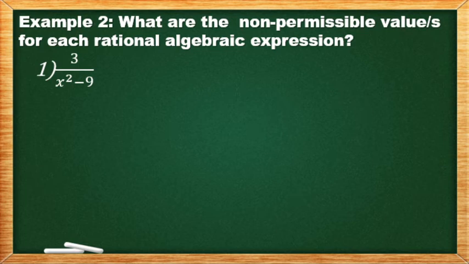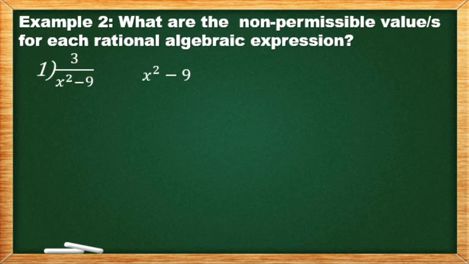3 over x squared minus 9. Take note, in this example number 2, ia-apply natin lahat ng natutunan nating topic from the start. Mula umpisa ha. Our denominator is x squared minus 9. Take note, dalawa lang ang terms, then minus sign.